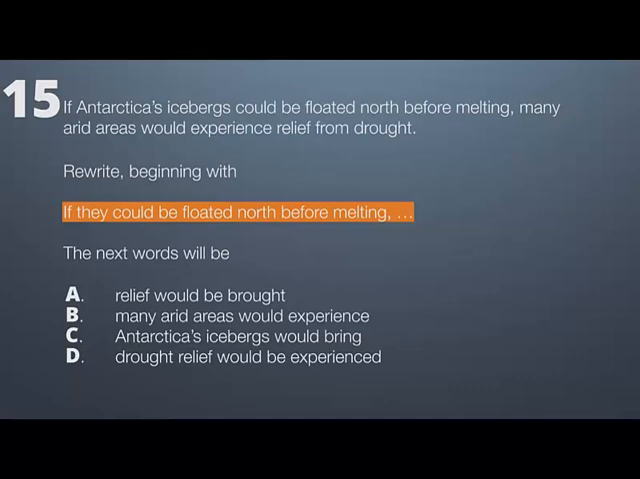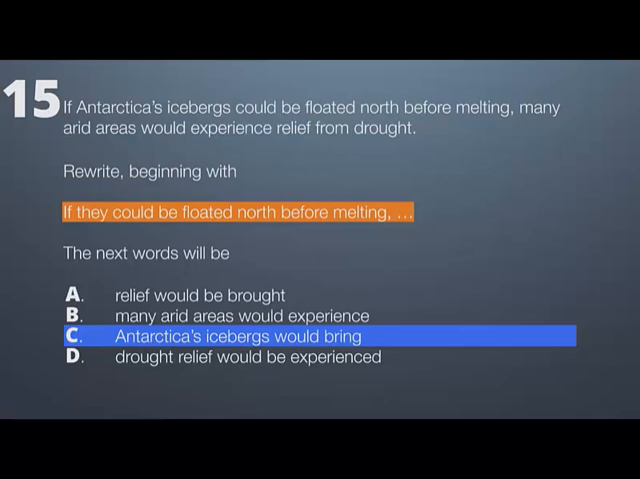And the sentence reads, if Antarctica's icebergs could be floated north before melting, many arid areas would experience relief from drought. Your instruction, rewrite beginning with, if they could be floated north before melting. As you look at your choices, choice C is correct. The sentence should be rewritten. If they could be floated north before melting, Antarctica's icebergs would bring many arid areas relief from drought.